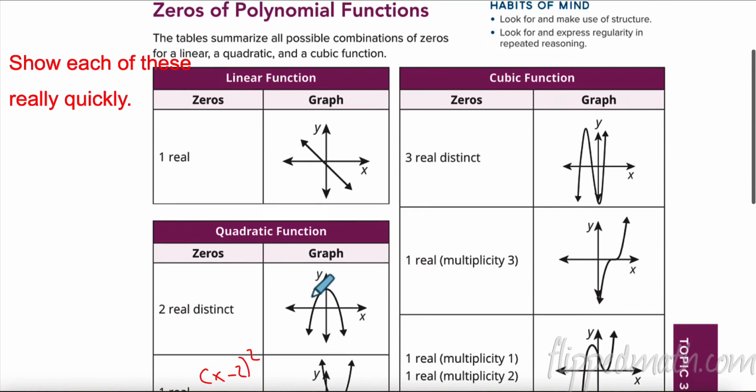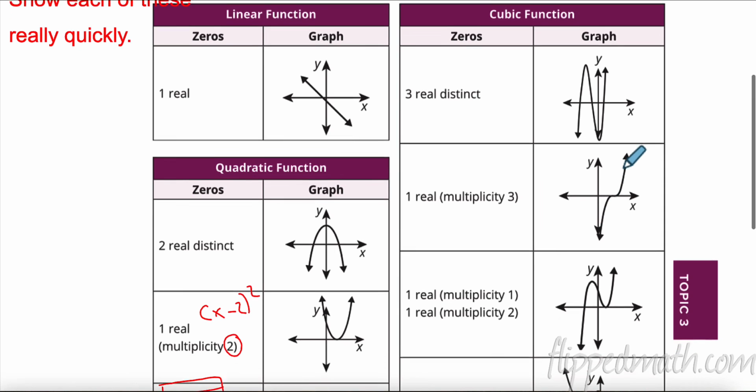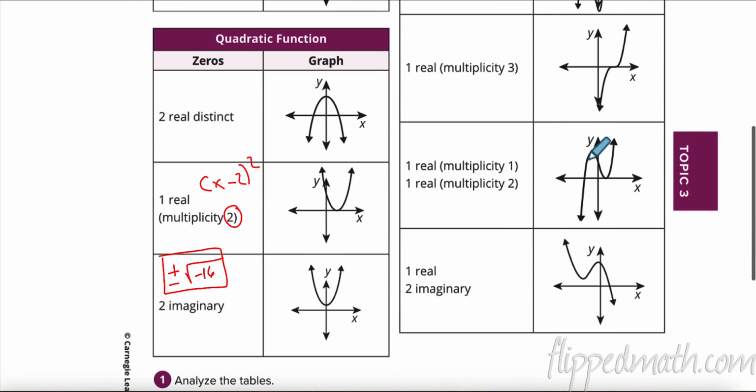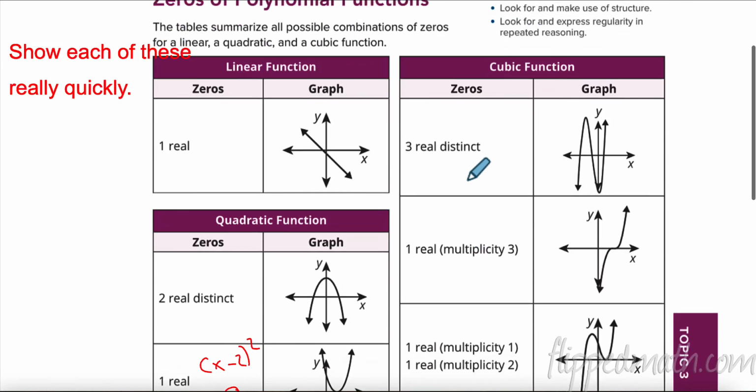And when we look at cubics, it's very similar. We could have 3 real answers. We could have 1 where it just hits there, goes forever. We could have 2 real solutions. This is a multiplicity of 2 here. We could have 1 real and 2 imaginary where there's a dip there. And that's because, again, imaginary numbers always come in pairs.